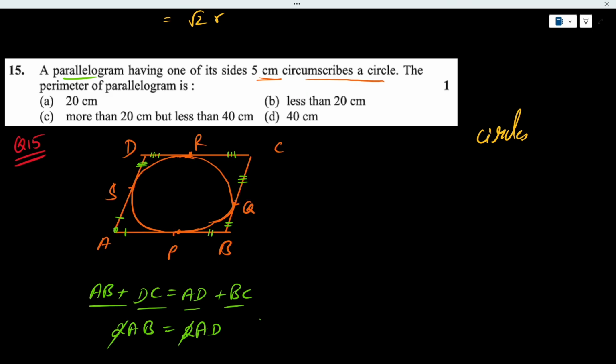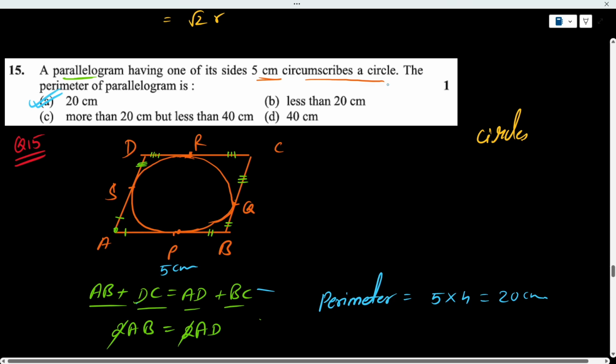So what is going to be the perimeter? Because the length of one of its sides is given as 5 centimeters, you can take any side as 5 centimeters. So what is going to be the perimeter if you take that? It is going to be 5 times 4, which is 5 plus 5 plus 5 plus 5, which is 20 centimeters. So your answer is going to be option A for the 15th question.